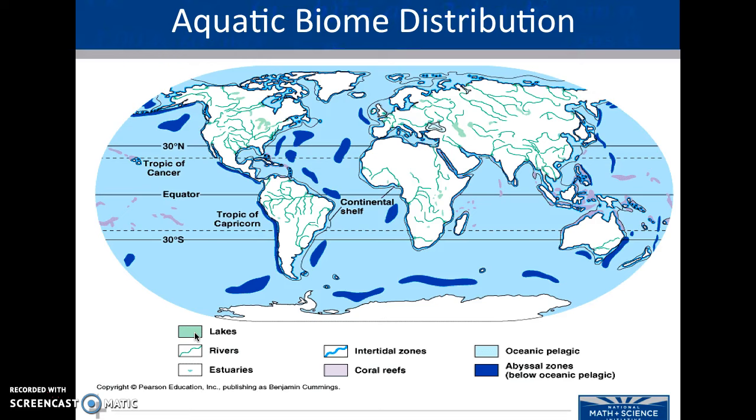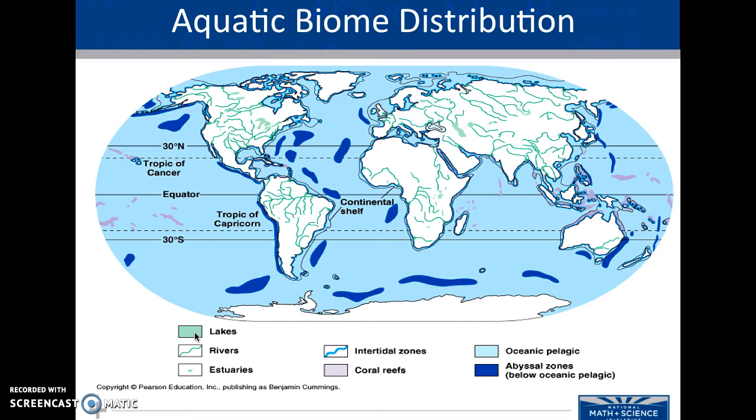Those are going to be in green on this map. They are going to be your freshwater biomes. And then you have your intertidal zones. Those are the areas that are sometimes just sand, sometimes ocean water, right, where the tides come in and out. Those are going to be salt water, essentially. You've got your coral reefs, which are shown in pink.